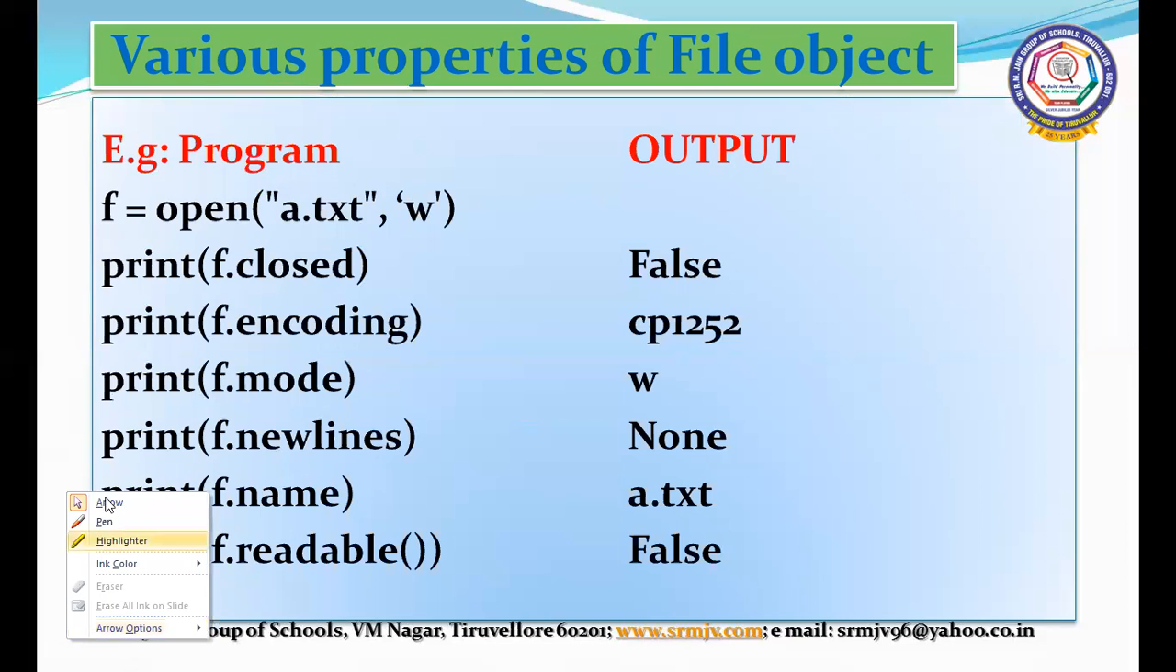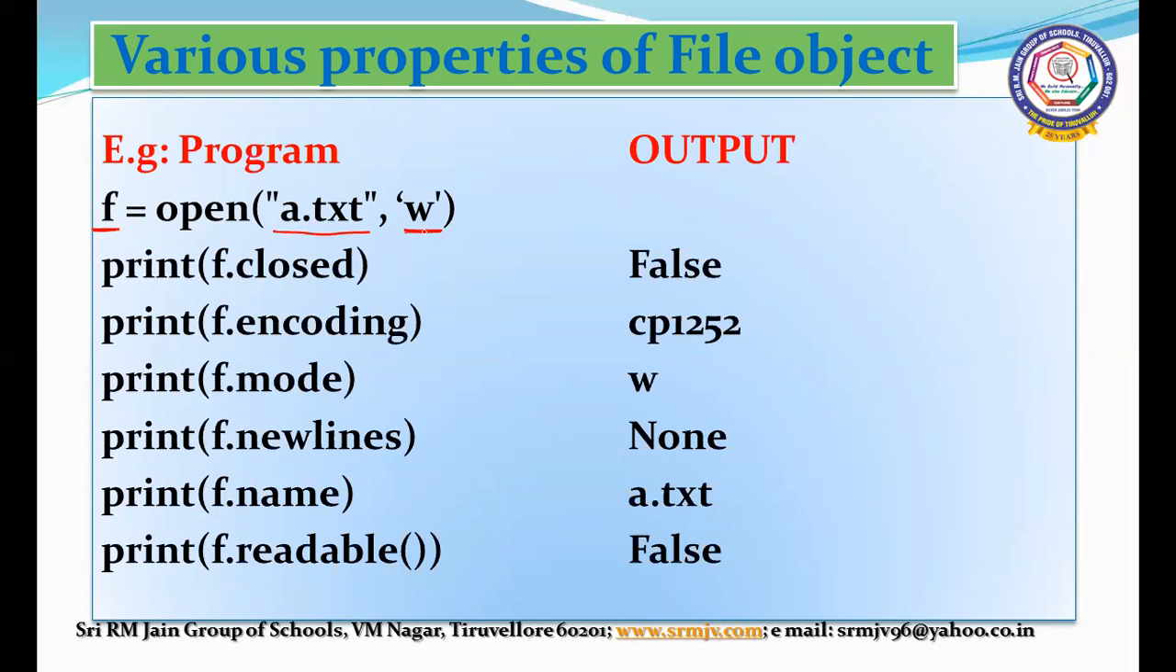So here is an example. f = open('a.txt', 'w'). f is a file handle which is associated with the file a.txt in writing mode. So with the help of the file handle, we are going to access the properties. The first one is f.closed. The output you will get is False, because the file handle is still associated with the file.